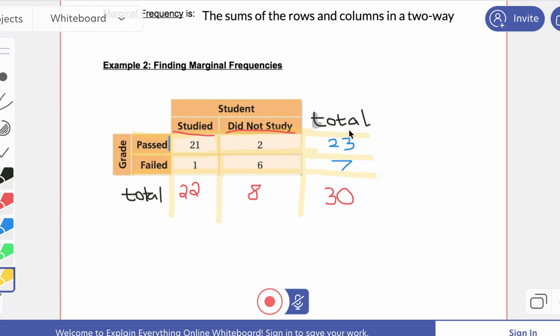23, 7. I'm going to circle all of my marginal frequencies. 30 is a marginal frequency. That's your totals combined. So anything circled is my marginal frequency. And then basically you'll just be asked questions from here. This is really all your notes are for today: can you add up all your data?